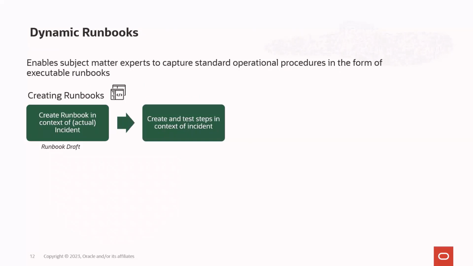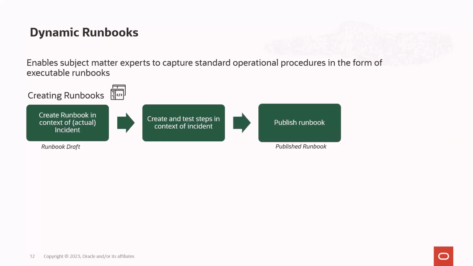To create a Dynamic Runbook, your subject matter expert, say your senior DBA, would create a runbook based on an incident. This runbook is called a runbook draft, and it will automatically include the incident context that includes the metric, timestamp of the event, target on which the event occurred, etc. He then creates steps to triage and resolve the incident. As he is developing the runbook, he can run and test each step against the target. Once he has completed and tested the steps, he can publish the runbook.